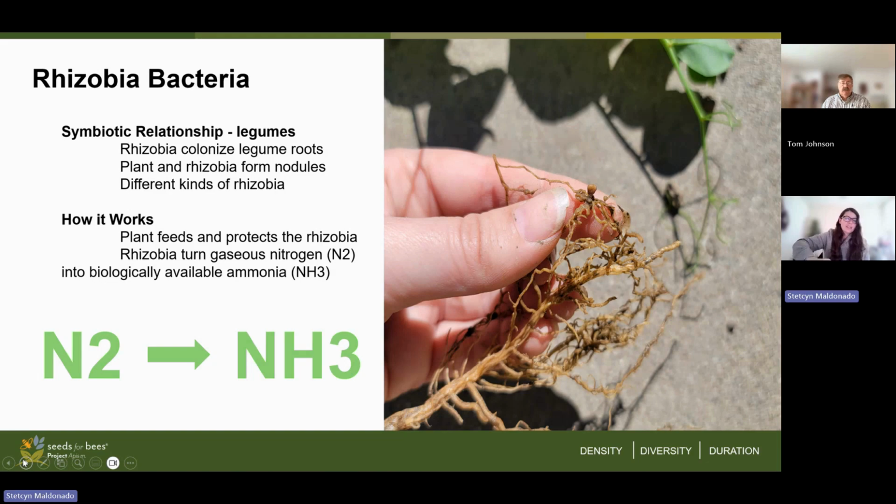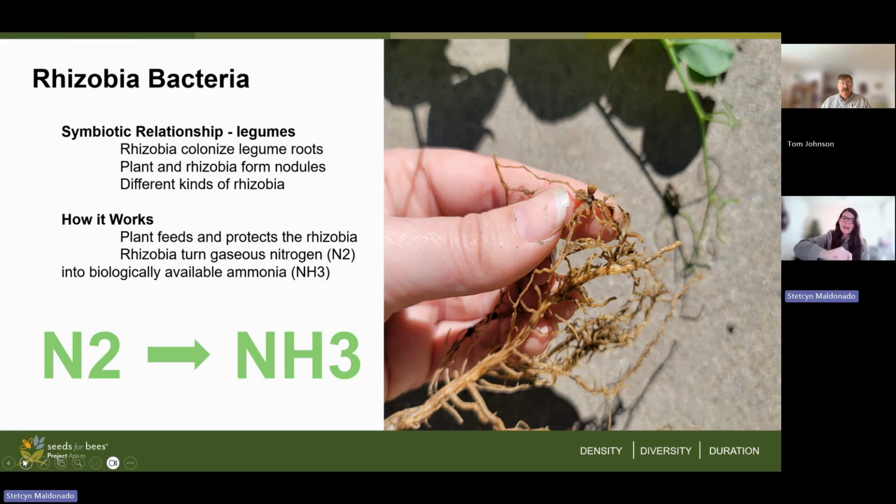There are different kinds of rhizobia, and some of them will colonize specific legumes, others will colonize other legumes. So there's definitely a wide variety and diversity when it comes to the relationship between rhizobia and legumes.